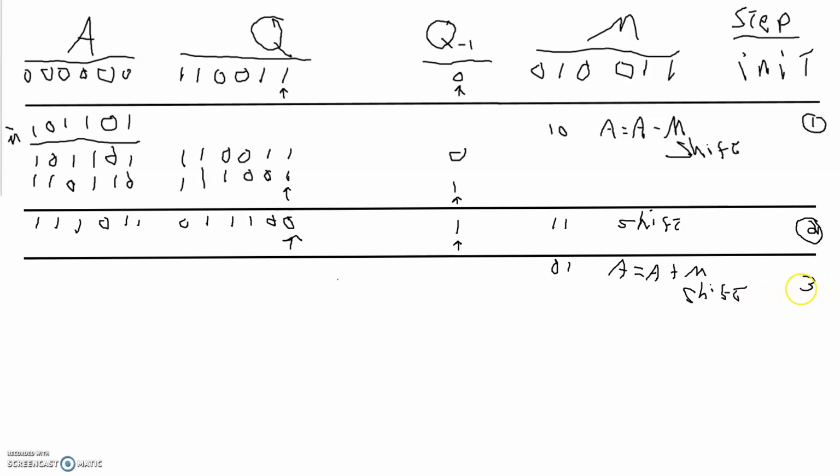And this is for step 3. Okay, so the M, we're adding to this number here. That's the 0, 1, 0, 1, 0, and 0, 1, 1, 0, 1, 1. We're adding M.